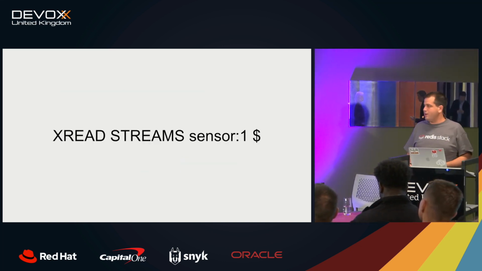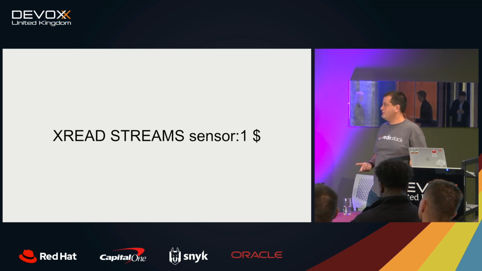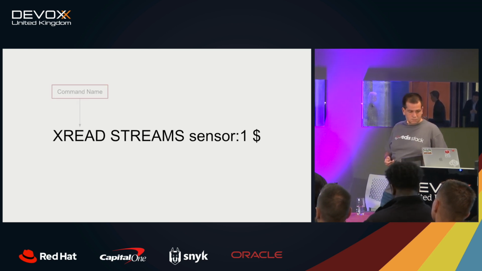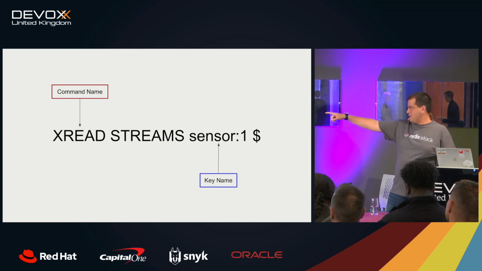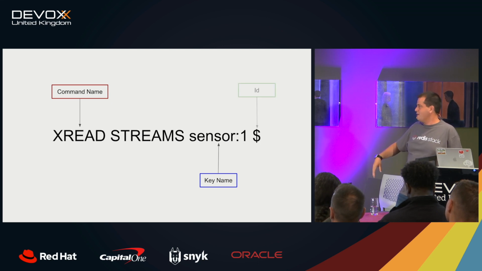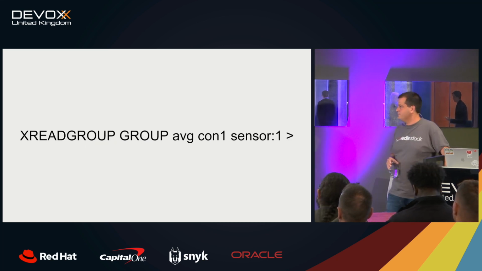And then for an XREAD, you basically would pass in the command name, and then you need to indicate where the stream keys are starting, and you pass in a dollar sign, which is that special ID that I was telling you about before for reading only new messages. And usually you would add a BLOCK to the end here to tell it to wait for a certain period of time before you actually complete the read.